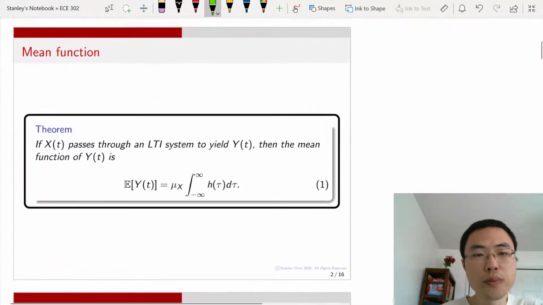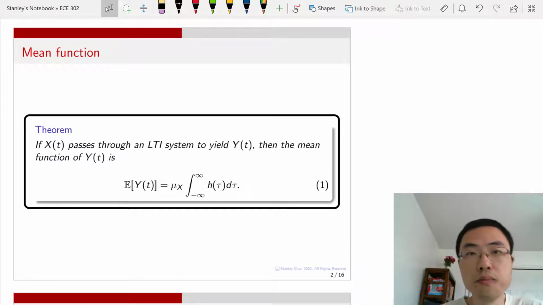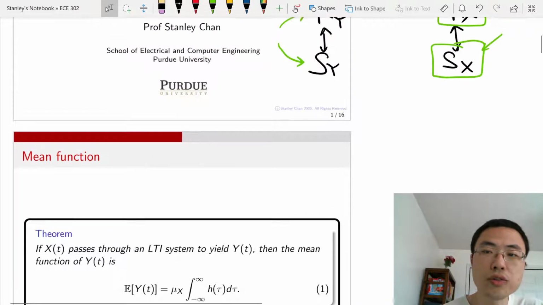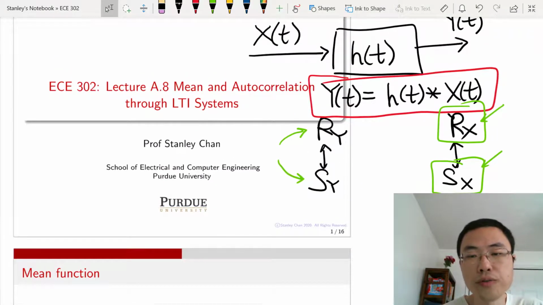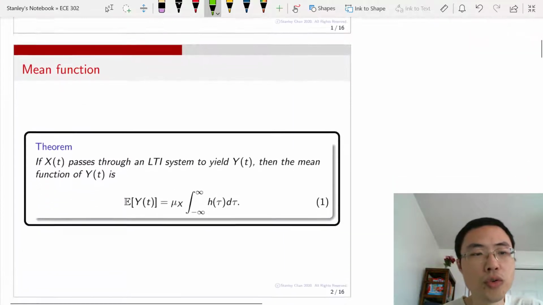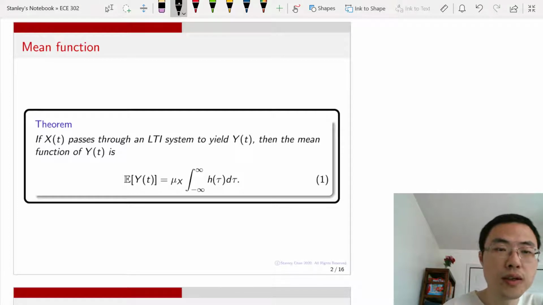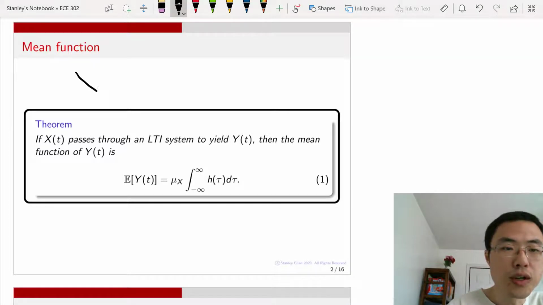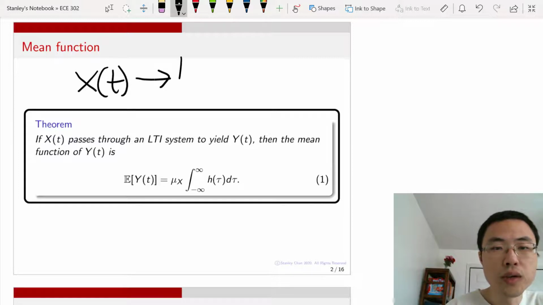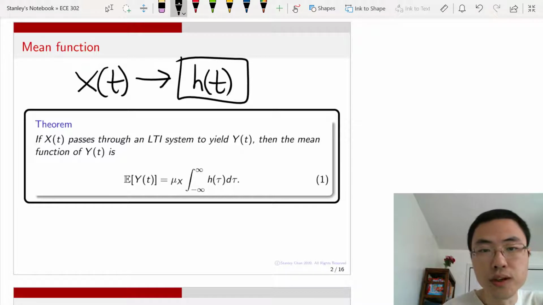So without further ado, let me start by talking about the mean function, because in order to talk about this autocorrelation function, also this power spectral density, we also need to first know the mean function. So what is the mean function? Now, the problem is this. You have this random process x of t going through an LTI system given by the impulse response h. You obtain the output y.